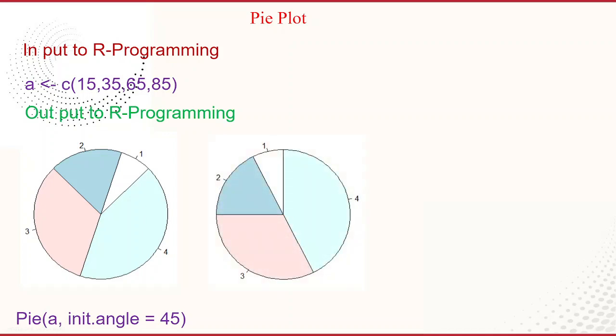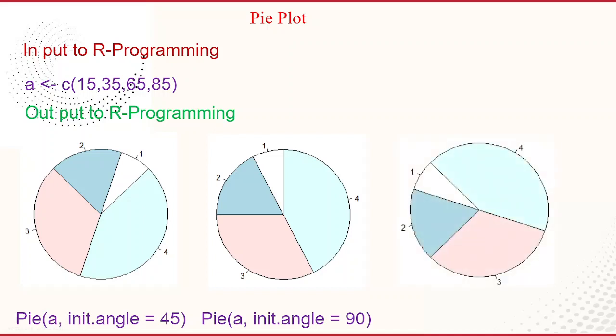Now let us suppose I want to take 90 degrees. See how that looks. Here pie A comma init.angle equal to 90 degrees. From 90 it will start in counterclockwise direction. Suppose I want to take 135 degrees. You see how the diagram looks at 135 degrees. Likewise, for a customized position, from whichever position you want, accordingly you can enter that angle and draw it.